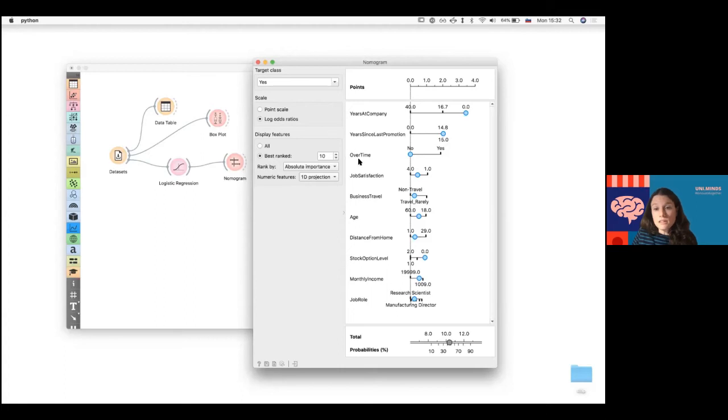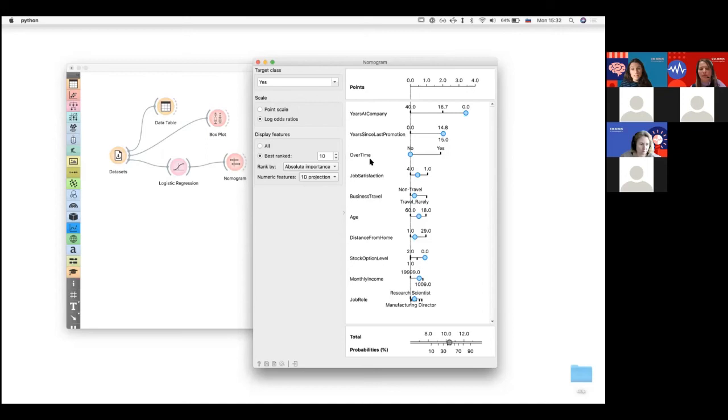And here is an attribute we saw already with the box plot, and that's overtime. So if people work overtime, it also affects the likelihood that they will quit. So now you see that the probability of a person quitting is 85%, which is already quite significant. It's a lot more than we had at the beginning, which was 8%.